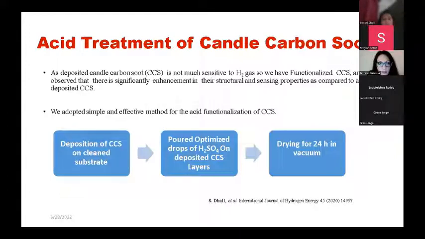So first, we use this carbon soot for the process. For the functionalization, I have used piranha solution, which is a combination of H2SO4 and HNO3. But in this work, I used only a few drops of H2SO4. We just drop the H2SO4 on the substrate where we have deposited the carbon soot layers, and then put it into a vacuum for the drying process, and then we use this substrate for the further process.